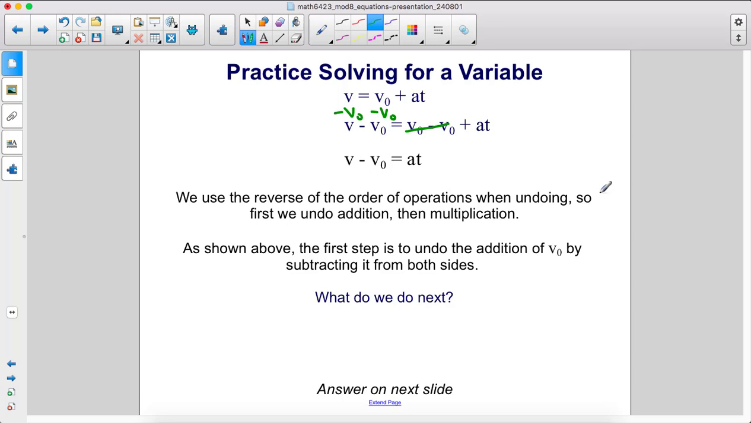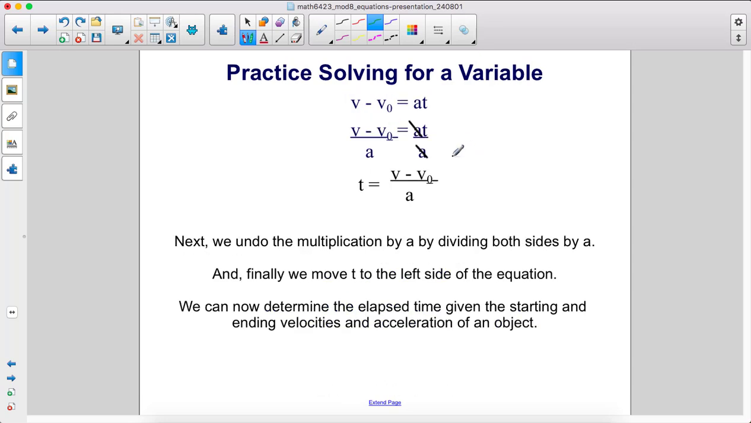What do we do next? Next, we undo the multiplication by a by dividing both sides by a. Finally, we move t to the left side of the equation, so we're just going to flip the whole thing around. We can now determine the elapsed time given the starting and ending velocities and the acceleration of an object.